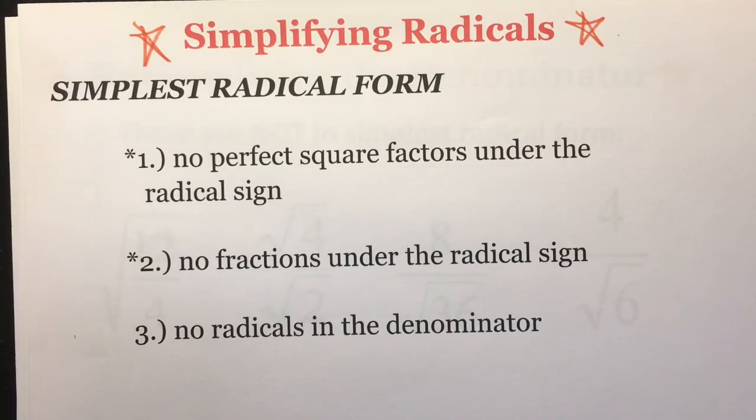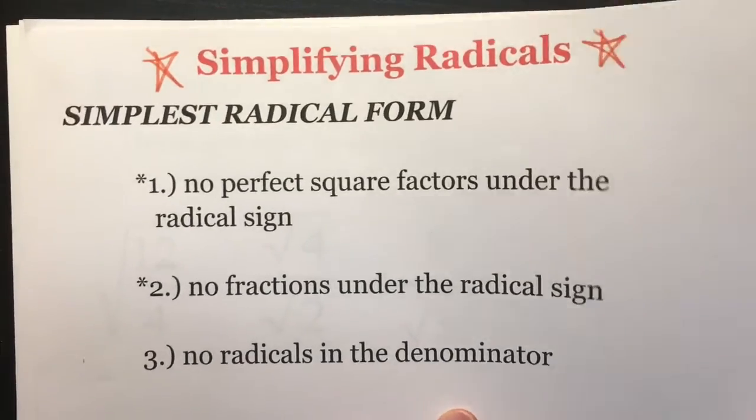So simplifying radicals, again, when radicals are in their simplest form, we will not have perfect square factors under the radical sign. We will have no fractions under the radical sign, and we'll have no radicals in the denominator. So some examples of what those might look like.